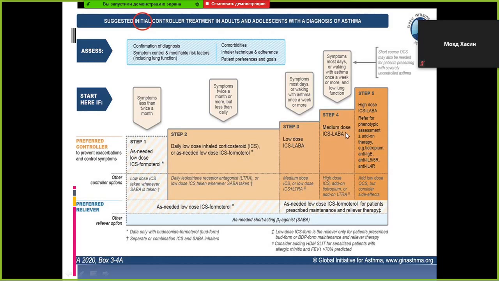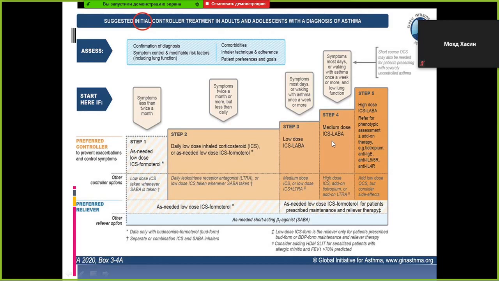We use this treatment for 3 months. After 3 months of treatment, we must once again assess the control of bronchial asthma. If bronchial asthma is controlled, it means that the asthma control test score is more than 19, we will put our patient to step 3. It means that we will decrease the dose of inhaled corticosteroids.